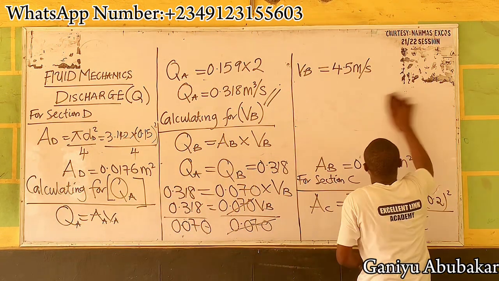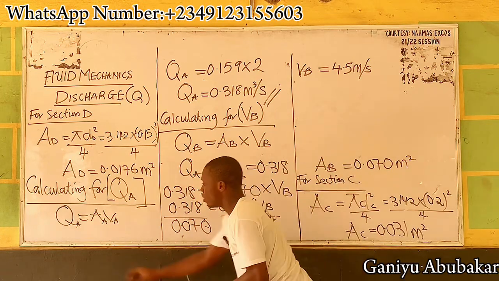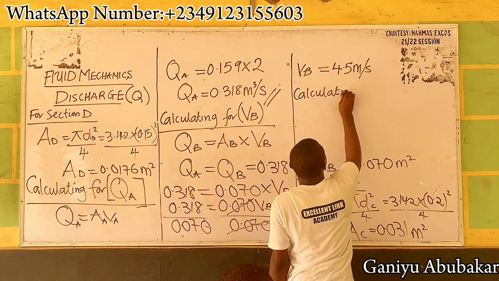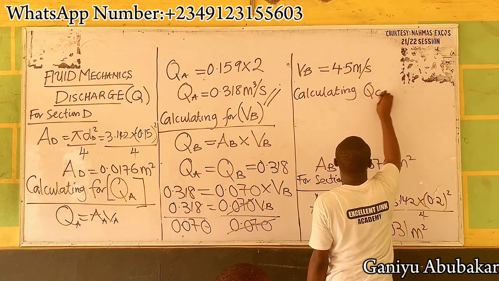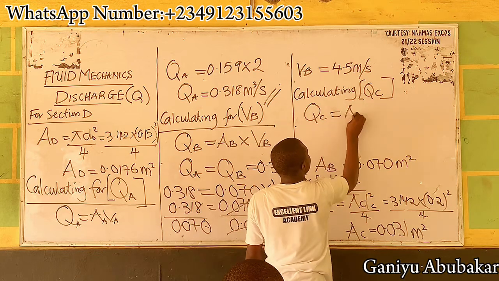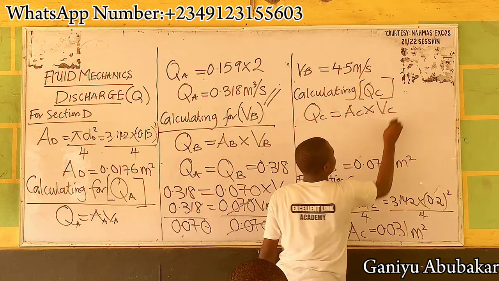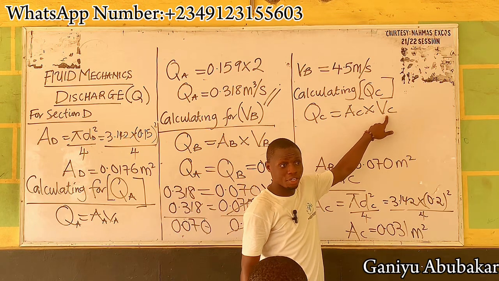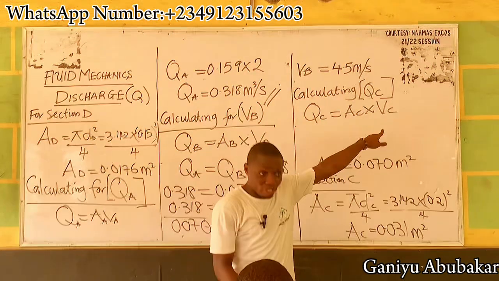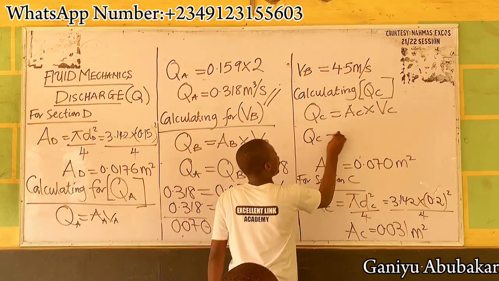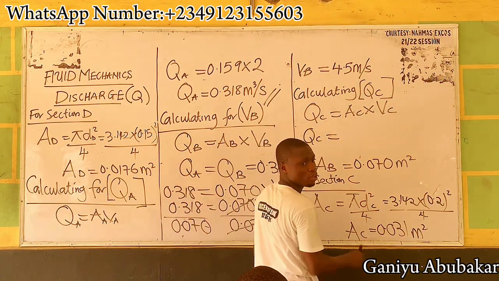Calculating QC first. What's QC? That's AC times VC. They give us QC, VC. That's what they give us; they want us to pass through it. Now, QC is what? What's AC? Check.